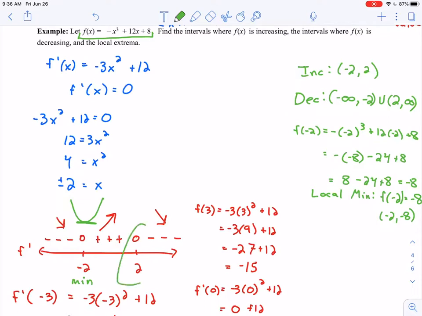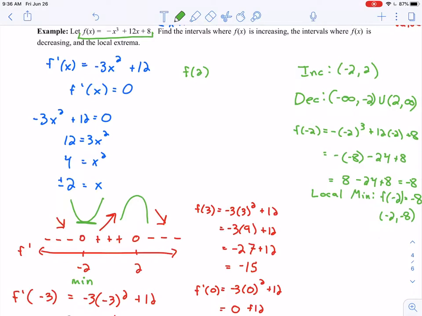Well, what's going on then at positive 2? Our function is increasing and then decreasing. What's going on right here? Looks like we've got a local maximum. So I'm going to take positive 2, just like I did with negative 2, and plug that into my original function f of x.